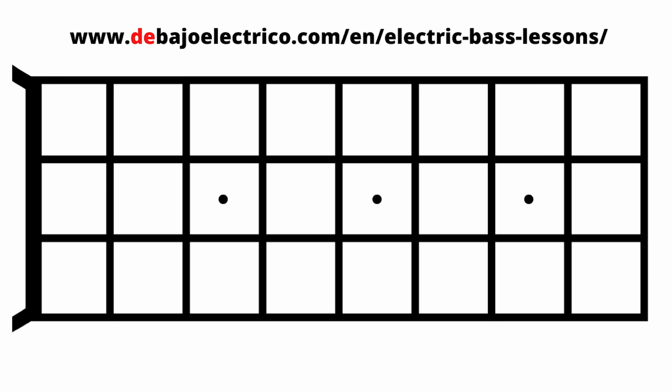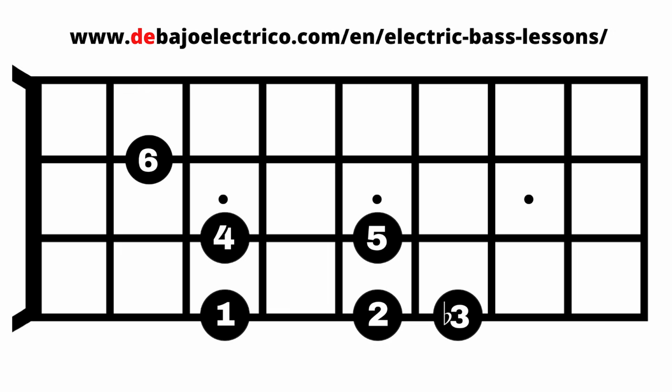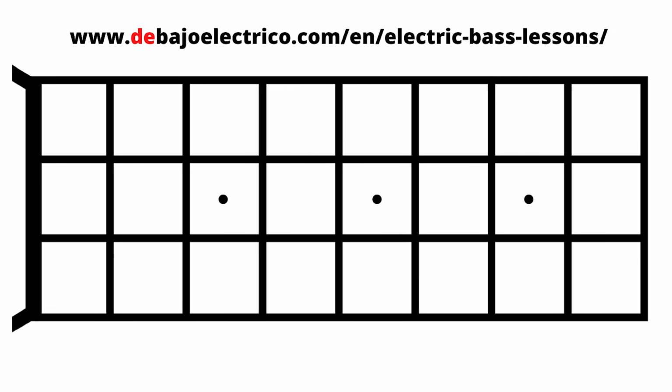The minor melodic scale is formed by the tonic, a major second, a minor third, a perfect fourth, a perfect fifth, a major sixth, and a major seventh, that is 1 semitone away from the octave. Let's play the minor melodic scale one more time.